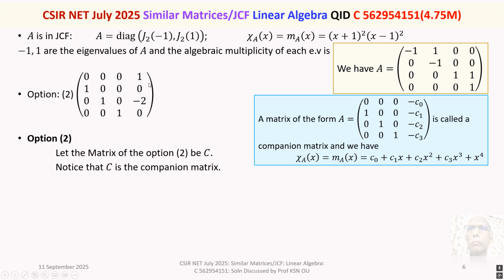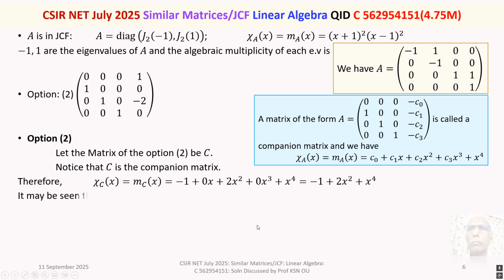So for this, therefore, chi C of x, the characteristic polynomial, and m C of x, the minimal polynomial, is minus 1 plus 0 times x plus 2 times x square plus 0 times x cube plus x to the power of 4. And that is minus 1 plus 2x square plus x to the power of 4.